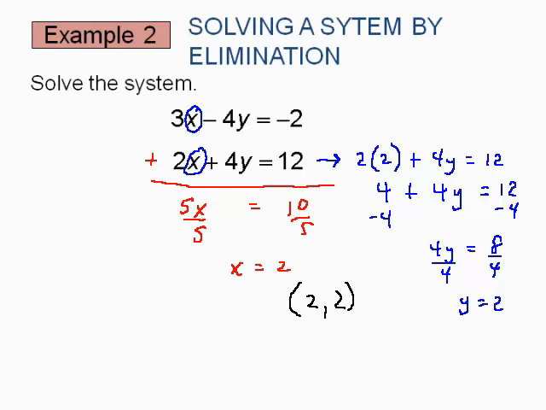So the ordered pair (x, y) would be (2, 2). And again, you could take 2 and plug it in for x up top here and y, 2, plug it in for x and y here, and it will check in both of them.